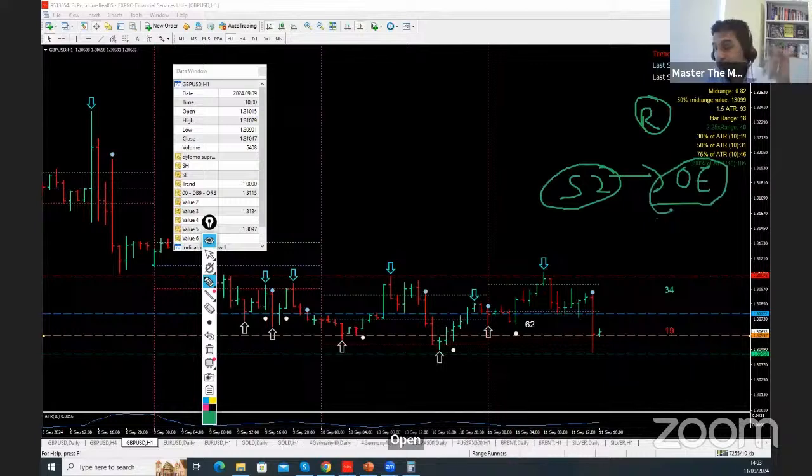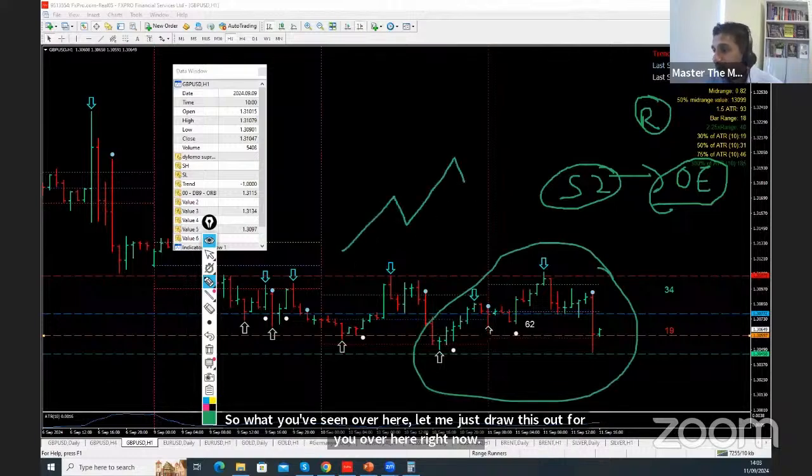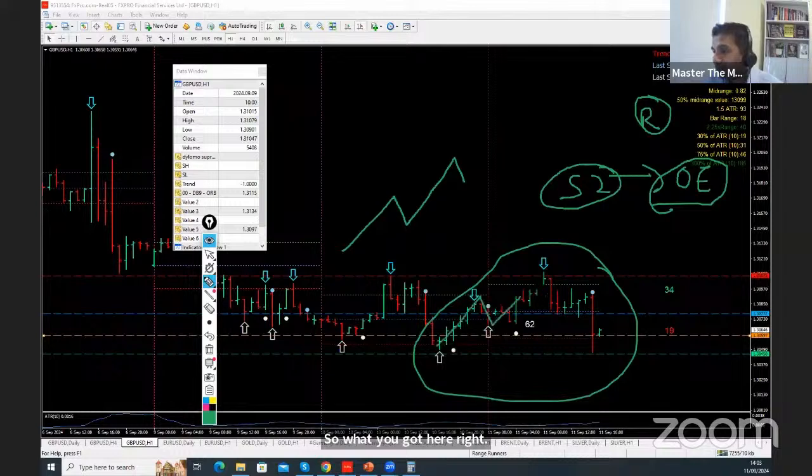So those of you who do not understand that, go and take a look. Now, what do I mean by open equity distance? So what you've seen over here, let me just draw this out for you. What you got here, right? This did a little bit of an upward push, but you can see there's a lot of weakness. Volume would probably highly confirm that as well. So it's not real buying happening.